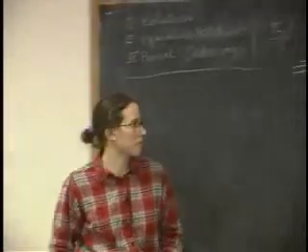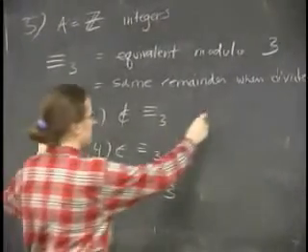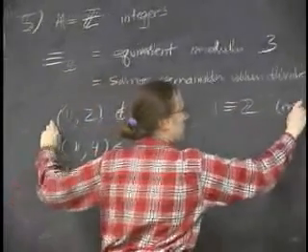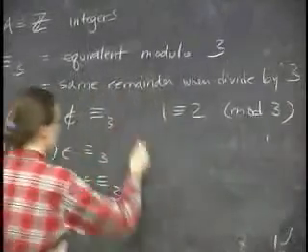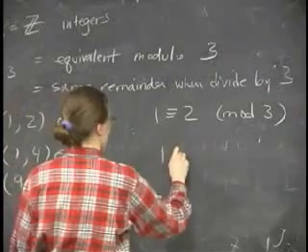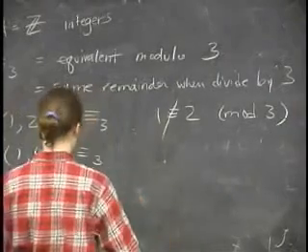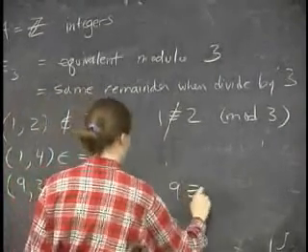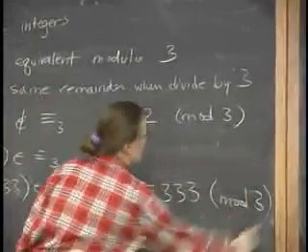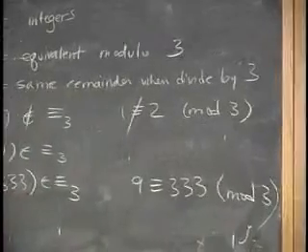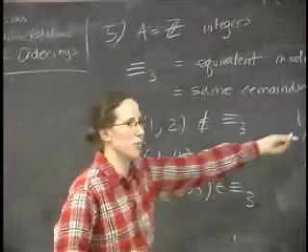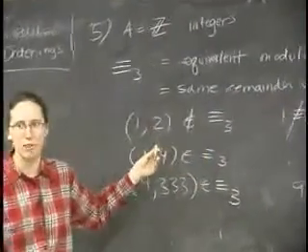Just in modulo form for the second example, would you write? Yeah, so we could write this as 1 is equivalent to 2 mod 3. That's another way to write this. In this case, we could write 9 is equivalent to 333 mod 3. So those are just different notations. This is the more usual notation. This is not.